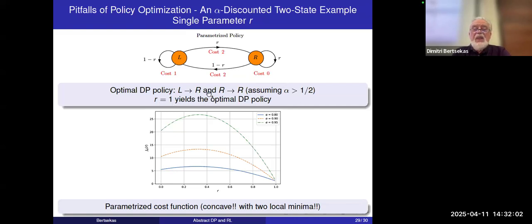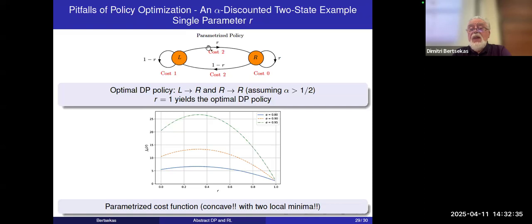So if you parameterize these policies with a parameter R, R is now the probability of moving from left to right. One of the difficulties here is that these Markovian decision problems have a discrete control space. So the gradients cannot be defined unless you consider randomized policies, which involve probability distributions that have continuous character. So that's what we do here.